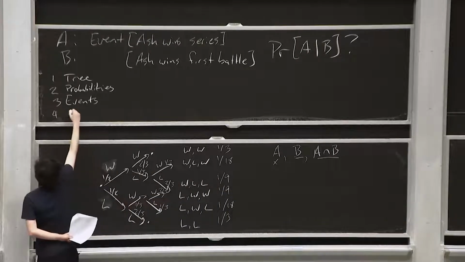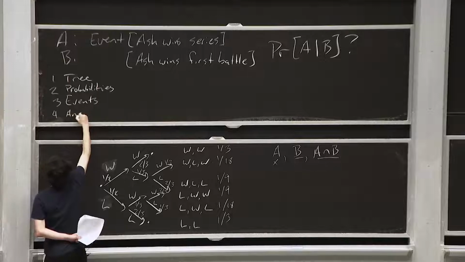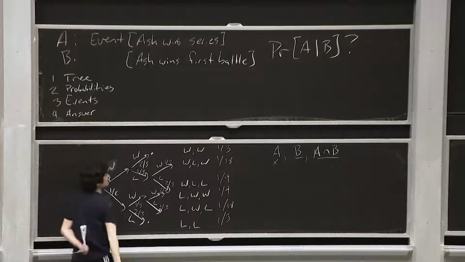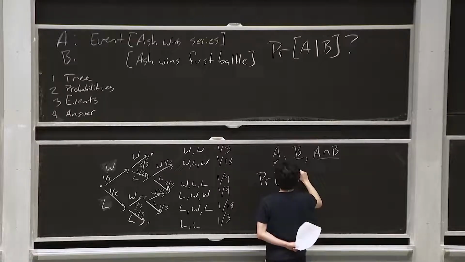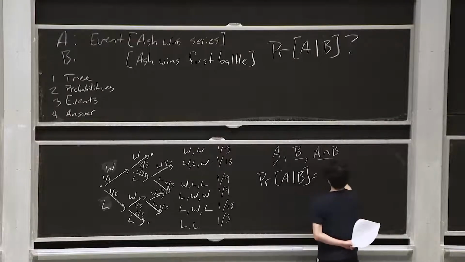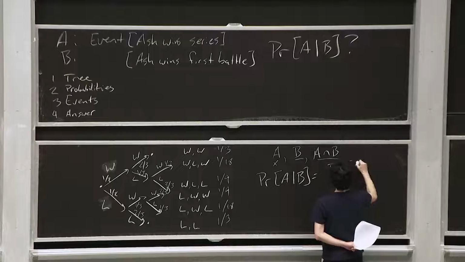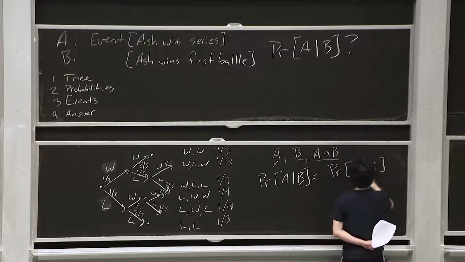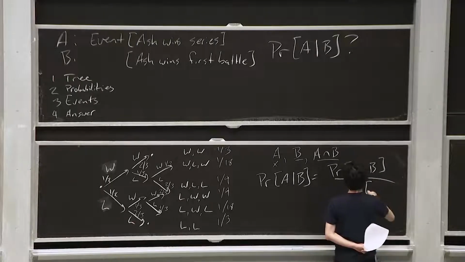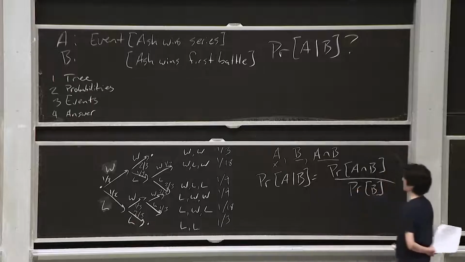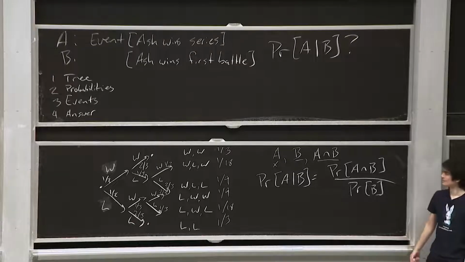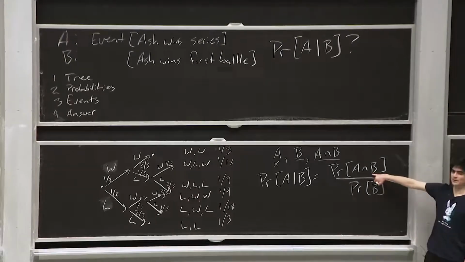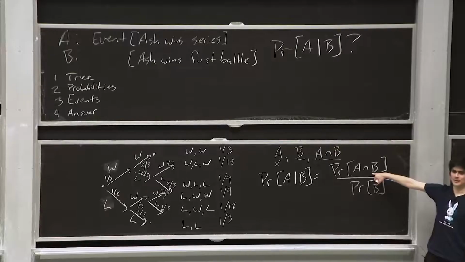So finally, for the answer. What is our answer? Well, the probability of A given B, as we just said, is the probability of A intersect B divided by the probability of B. Okay? What are each of these probabilities? Well, which outcomes are in the event A intersect B?